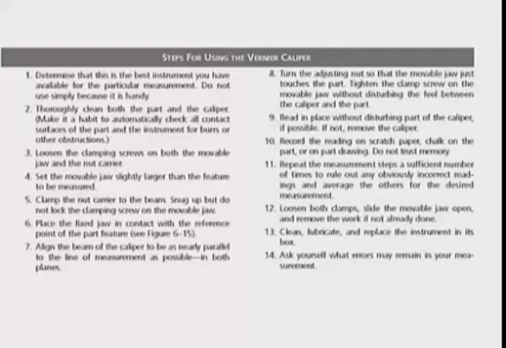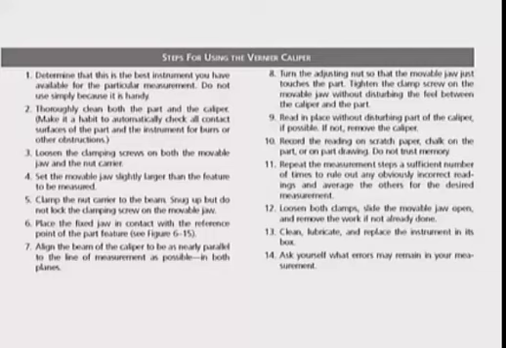Thoroughly clean both the part and the caliper. Make it a habit to automatically check all contact surfaces of the part and the instrument for burrs or other obstructions. Loosen the clamping screws on both the movable jaw and the nut carrier. Set the movable jaw slightly larger than the feature to be measured. Clamp the nut carrier to the beam. Snug up, but do not lock the clamping screw on the movable jaw.